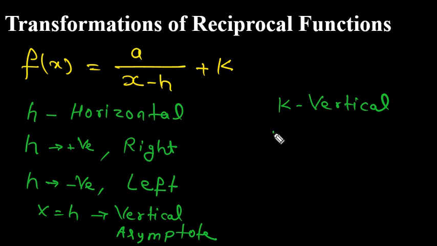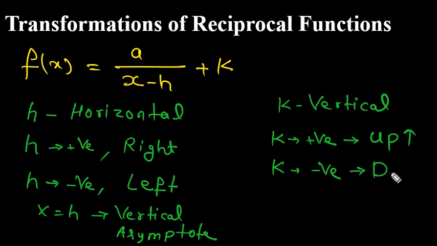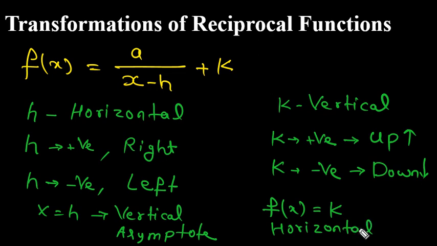Now if k is positive, what do you think, where will the graph move? If k is positive, then the graph will move upward, and if k is negative, then the graph will move downward. So f of x is equal k. This is called horizontal asymptote. Okay, at asymptote the graph reaches infinity, or the graph reaches zero, but it doesn't actually touch zero.